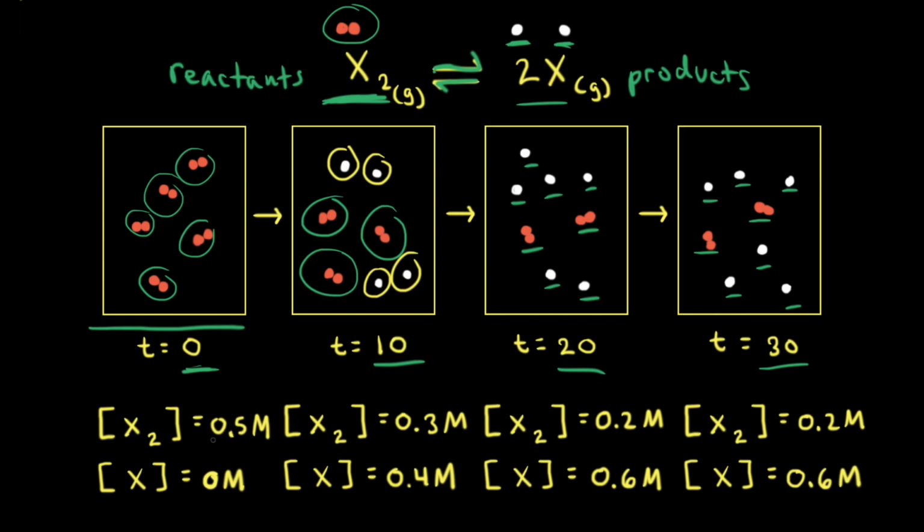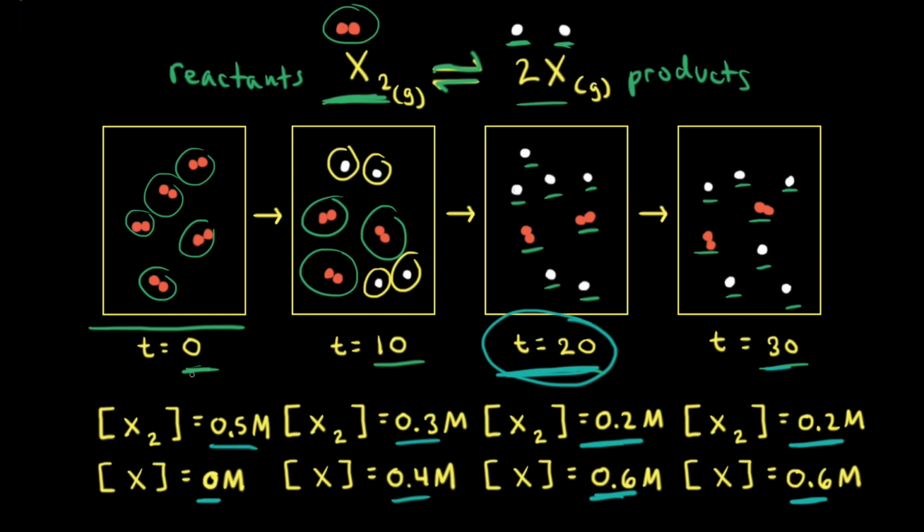Notice how the concentration of X2 went from 0.5 molar to 0.3 molar to 0.2, and then it was also 0.2 after 30 seconds, so it became constant when time is equal to 20 seconds. The concentration of X went from 0 to 0.4 to 0.6, and then it was also 0.6 after 30 seconds. So the concentrations became constant when time is equal to 20 seconds, which means the reaction reached equilibrium after 20 seconds.